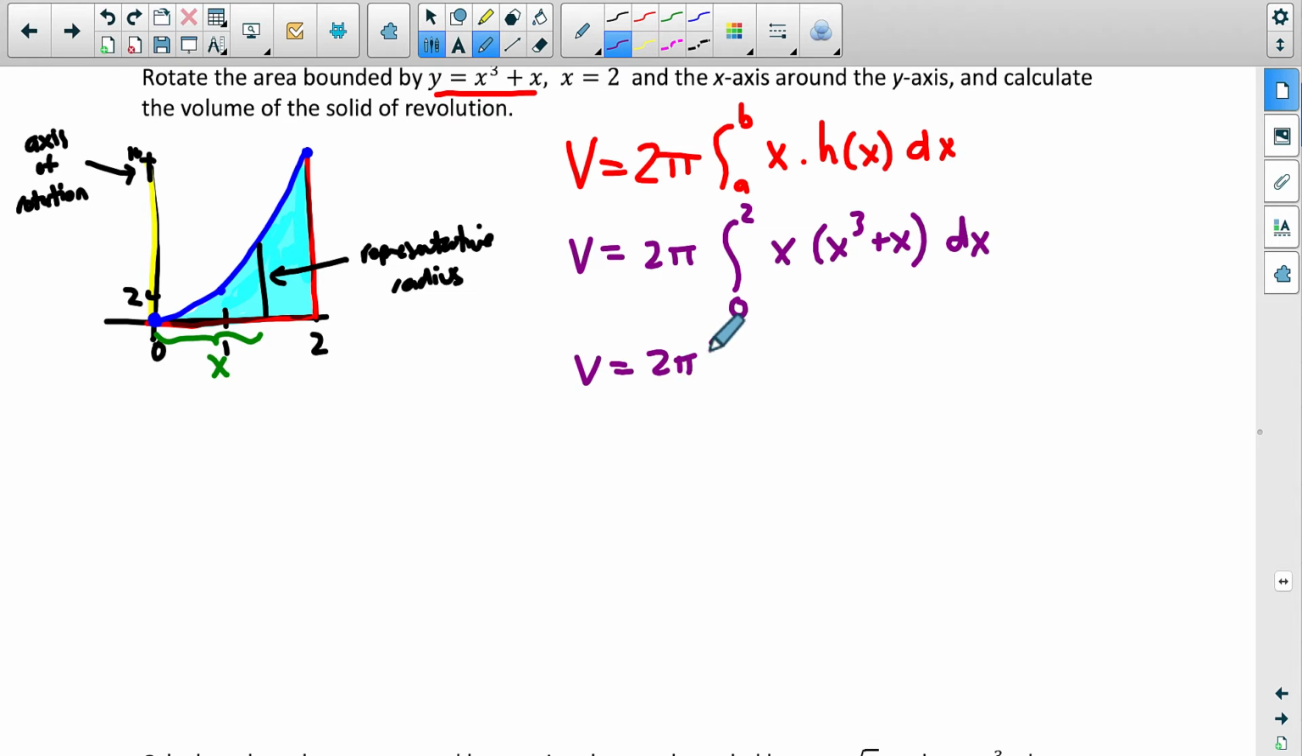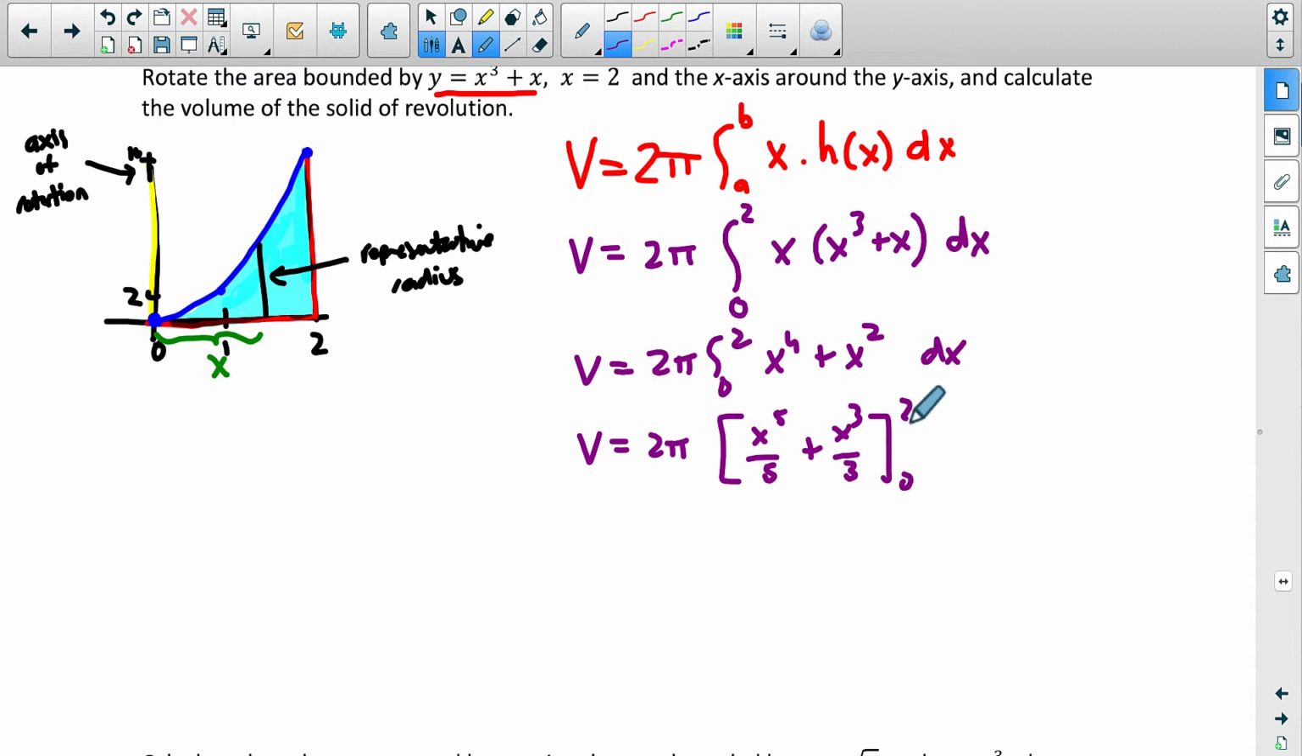So 2 pi, I'm not going to do it yet. I'm going to do a little simplifying. Distributive property, you get x to the 4th plus x squared dx. Now we can actually integrate. V equals 2 pi. Integrate this, you get x to the 5th over 5 plus x to the 3rd over 3. This is from 0 to 2. So V equals 2 pi. Put 2 in here. 2 to the 5th is 32 over 5 plus 2 cubed is 8 over 3.